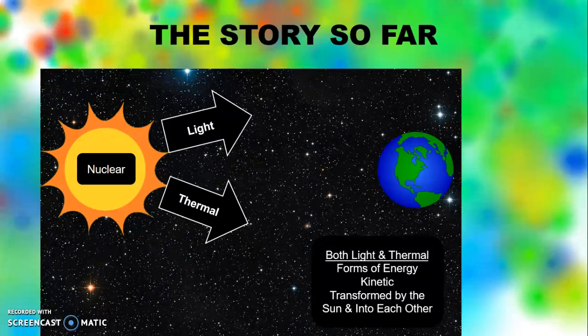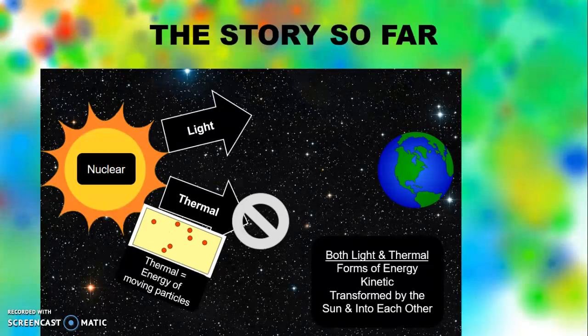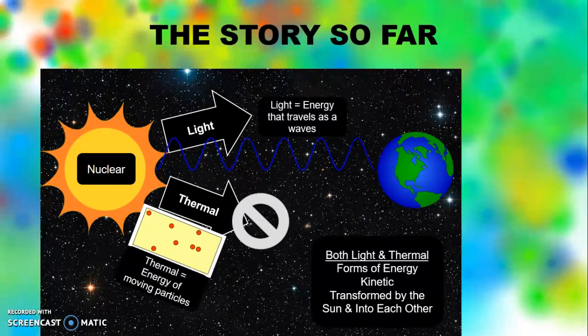Thermal energy is the energy of moving particles. All matter has thermal energy because it's made of particles that have kinetic energy. Thermal energy cannot travel through space because there are no particles. Outer space is what's called a vacuum. Because thermal energy is the energy of moving particles and there's no particles to transfer the heat to Earth, this heat stays at the sun. Light energy, however, is energy that travels as a wave. This form of energy can easily move through space because it does not need to move through particles.